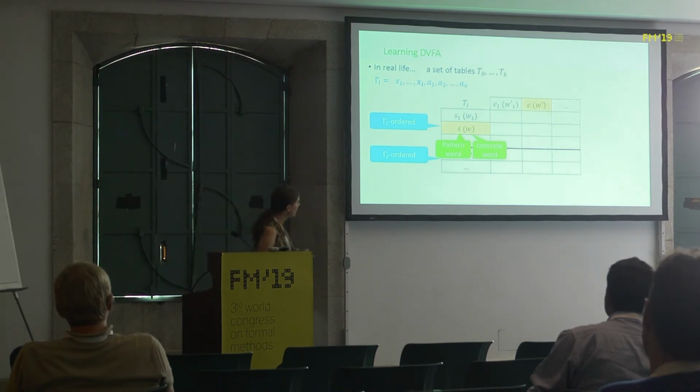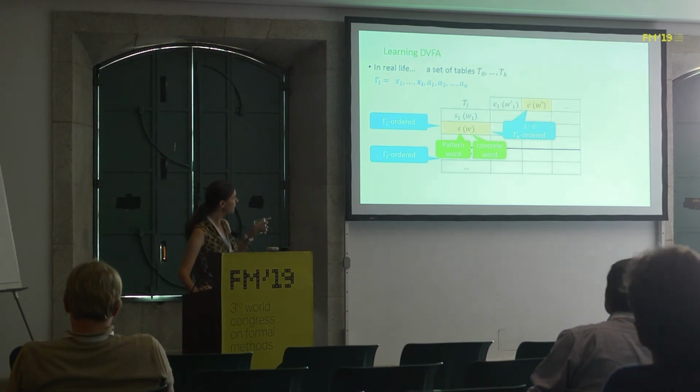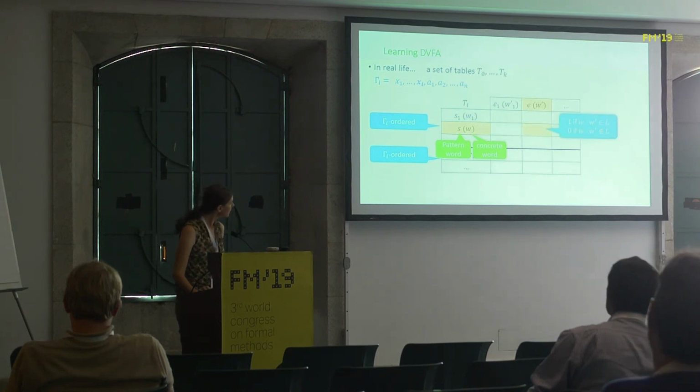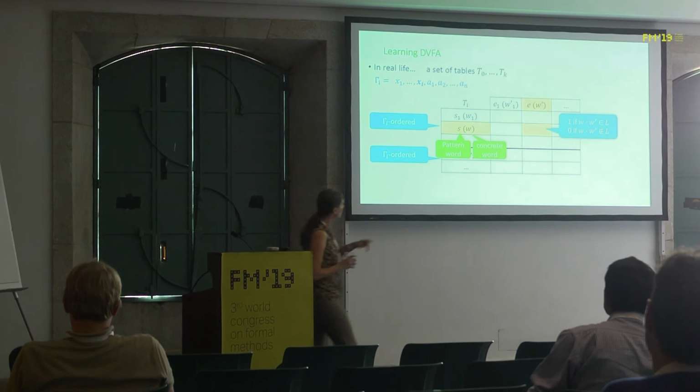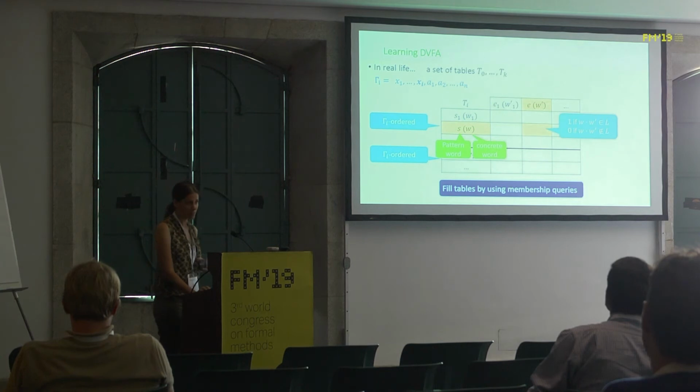In the rows, we have a pattern word, and in the algorithm, every pattern word is assigned a single concrete word. So this is both for the rows and the columns. And we do it in such a way that the concatenation of every row with column is still ordered. And the table entries are truth values. The truth value is 1 if the concatenation of the concrete word of S and the concrete word of E is in the language, and 0 otherwise. Okay, so the way to fill the table is by using membership queries.